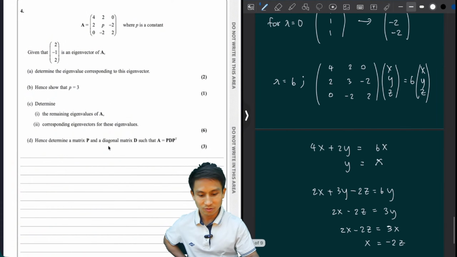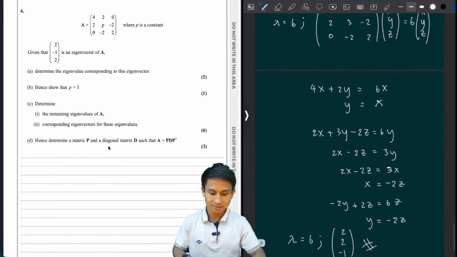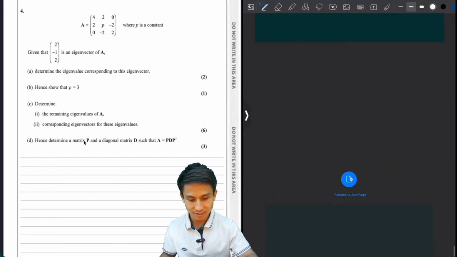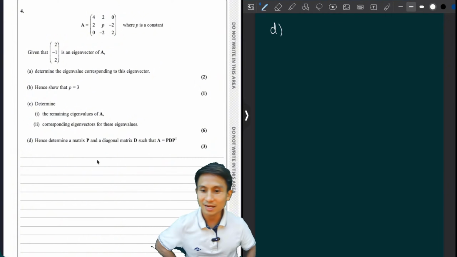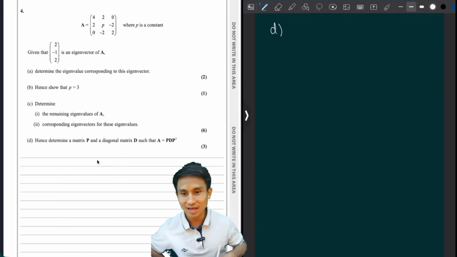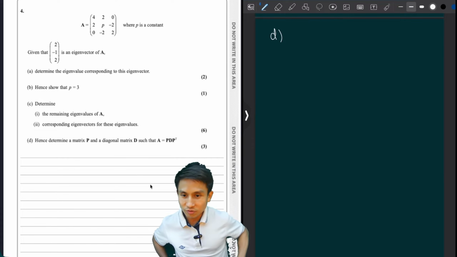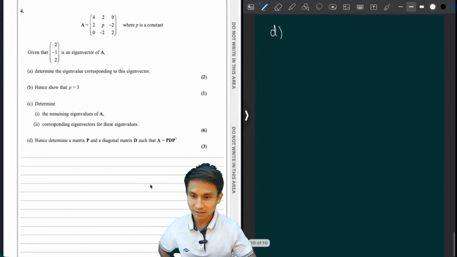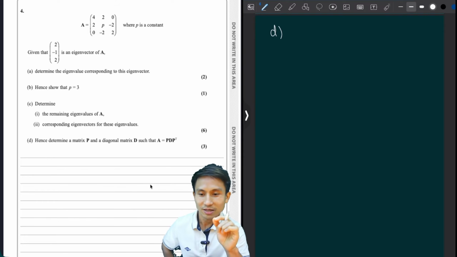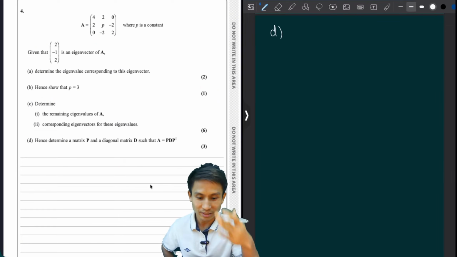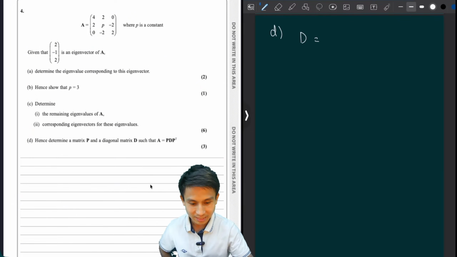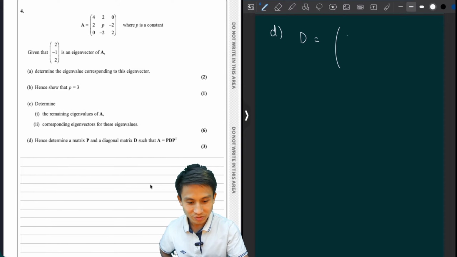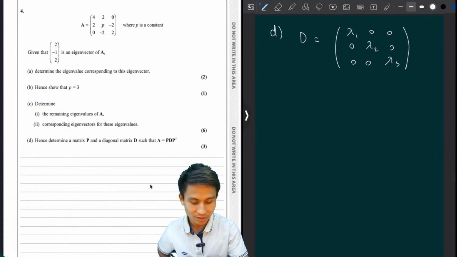So we've got both eigenvectors already. That should be the end of part C. Part D: hence determine a matrix P and a diagonal matrix D such that... All right, this one is actually pretty simple. You just follow the procedure here. To find the matrix P, you need to put all the eigenvalues into some matrix, and we're going to call that matrix D. So matrix D is basically just lambda 1, lambda 2, lambda 3, and everything else will be 0.